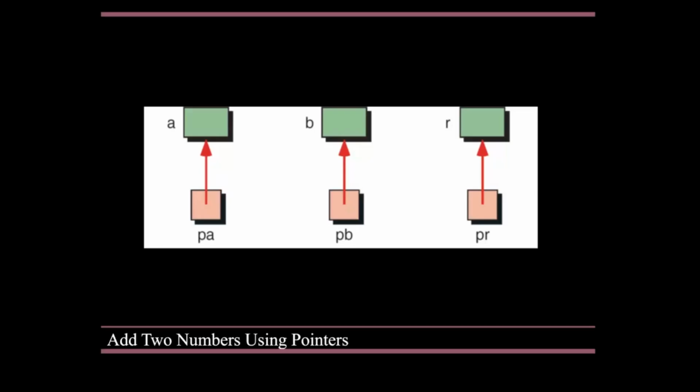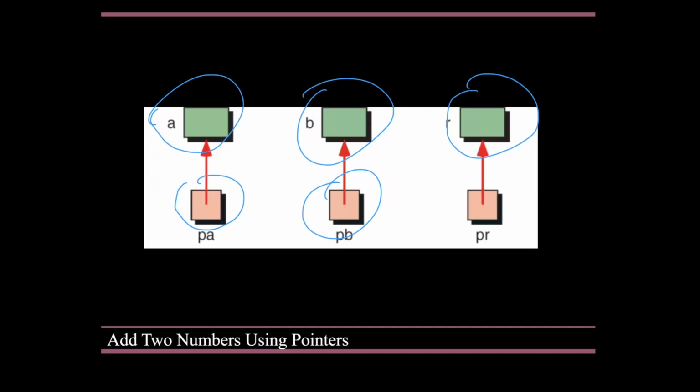Let's illustrate how we add two integers together to obtain the summation of the two numbers using pointers. As we can see here, we have three integers, a, b, and r. We're also going to be creating pointers, each pointing to its respective target. Then we're going to make use of these pointers to effectuate the summation of the two numbers.